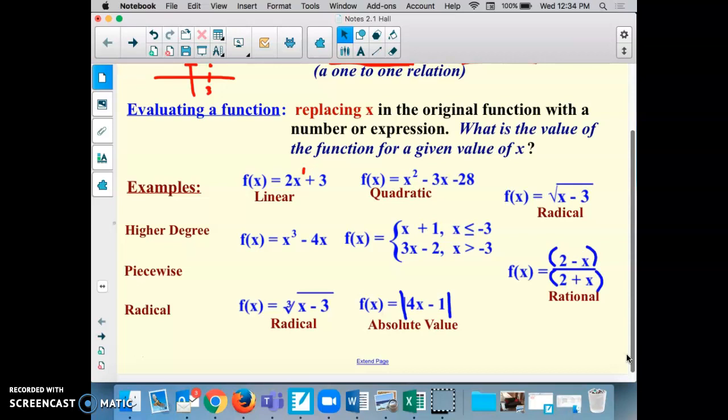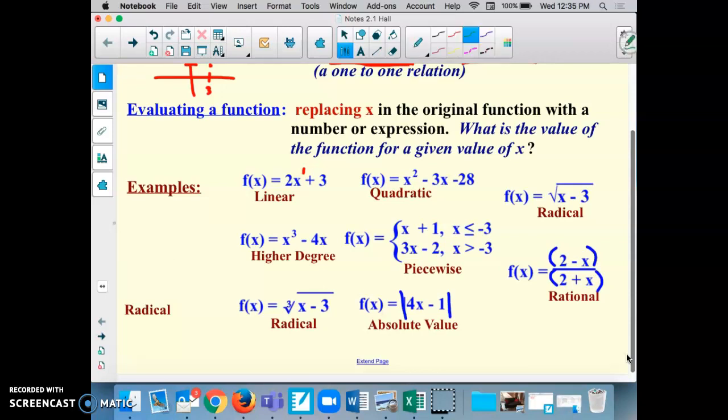Higher degree, similar to quadratic. This one here is to the third power, so it's cubic, so higher degree than second power. And the last one that we have not labeled is the piecewise function. A piecewise function is where you're piecing 2 different functions together. In this case, x plus 1 when x is less than or equal to -3, and also 3x minus 2 when x is greater than -3. That is called the piecewise function.